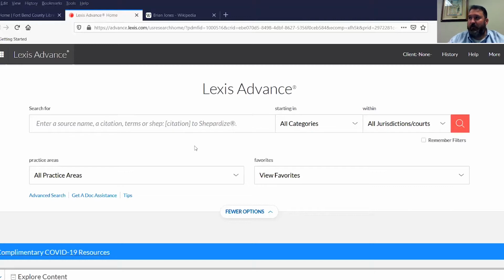for purposes of just describing them and what they are. One is primary resources and one is secondary resources. Primary resources is the law. That's statutes, case law, things of that nature, regulations. It's the pure law.